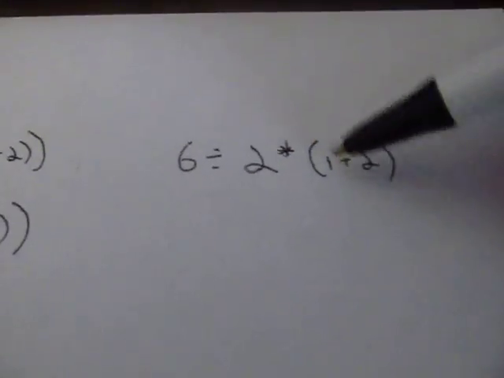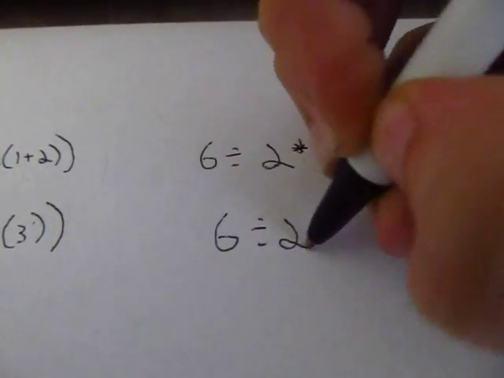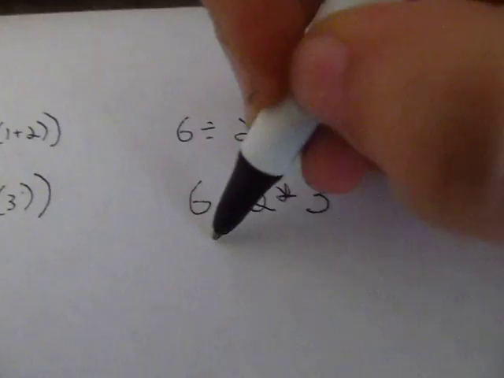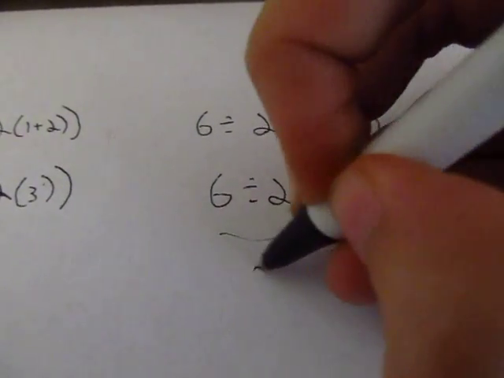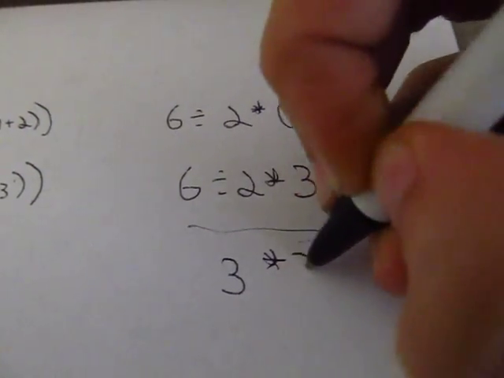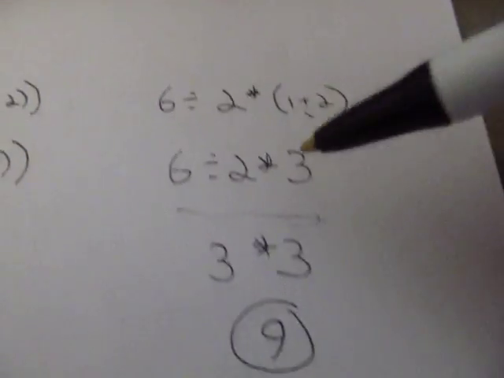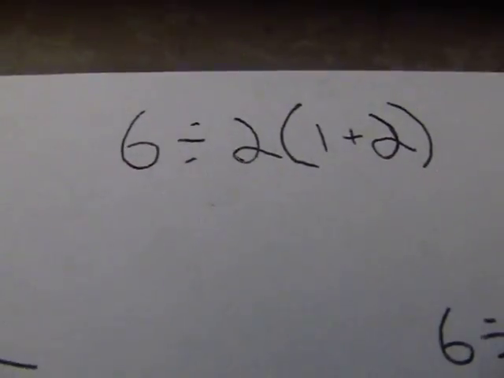Now if we do it this way, 6 divided by 2 times 3, that rule would apply. You'd go from left to right. So it'd be 6 divided by 2, which is 3, times 3, which equals 9. So if it's written like this, then the answer is 9. The problem is that it's not written like any of these. It's actually written like this.